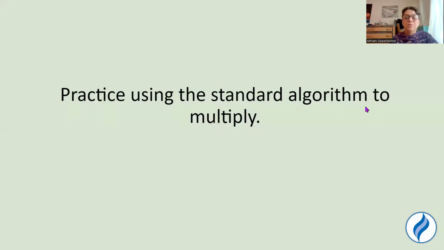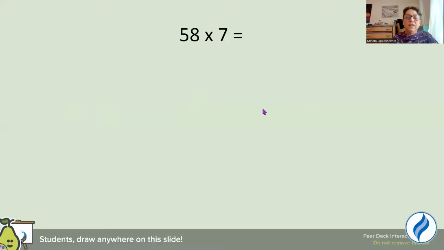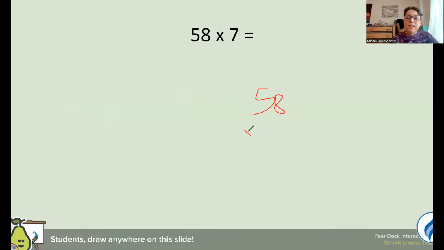Practice using the standard algorithm to multiply. 58 times 7. And you're supposed to do this yourself by multiplying, right? Remember, 7 times 8, 5, 6, 7, 8. So 7 times 8 is 56. 5 up here. 7 times 5, we already did that, right? 5, 10, 15, 20, 25, 30, 35. 35 plus 5 is 40, and that's the answer, right?